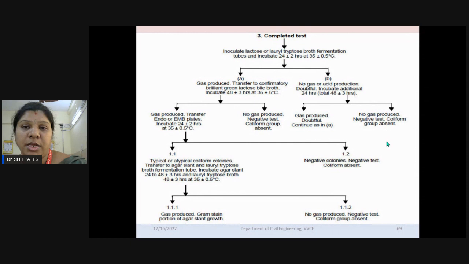So the last stage is the completed test. Here, the test tubes which are considered positive are taken to the next phase, where the sample from the test tube will be added over the Endo or the EMB agar, and then it will be incubated for 24 hours at 35 degrees centigrade. Based on the number of colonies that form, we will count them, and then we will express that as CFU per 100 ml.